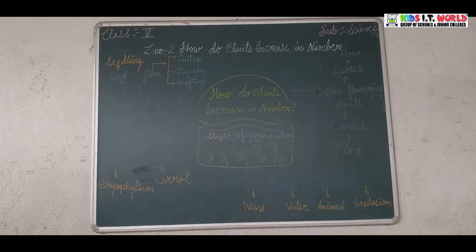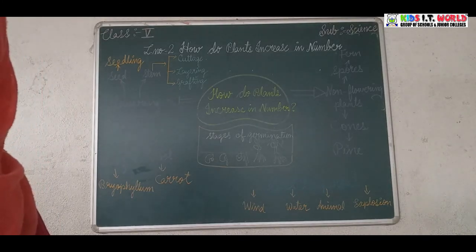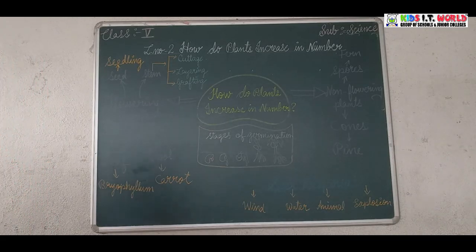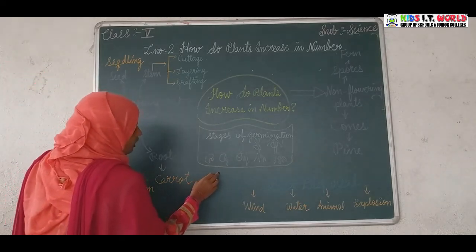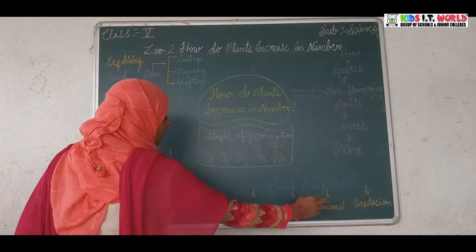Lastly, in short, I will explain how plants increase in number. New plants from seeds, then germination of a seed. In this we have learned that air, water and warmth are the three conditions necessary for germination. Then growing of a seed. Here, see in this picture the stages of germination. Then next is growing up of a seed. Then the next point is seed dispersal. In this, seeds are dispersed by wind, water, animals and explosion.